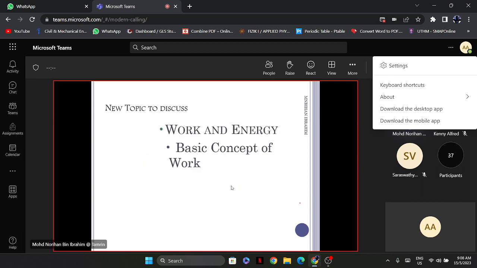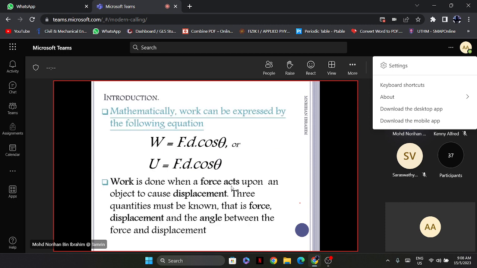Okay, the new topic to discuss is concerned with work and energy. We start with the basic concept of work itself. Is there any question before we continue with this? Class?